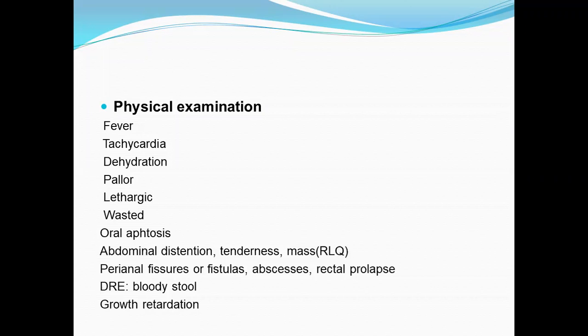They might even be lethargic. They'll be wasted because of malabsorption, the fact that nutrients cannot be absorbed. You can also have oral ulcers. There can be abdominal distension, tenderness, and a mass. There can be a palpable mass in the right lower quadrant, which is very common with Crohn's disease. There can also be perianal fissures, as well as fistulas, abscesses, or rectal prolapse. When you do a DRE, your examining glove would be stained with bloody stool. There can also be growth retardation, especially in teenagers or young adults who develop it.